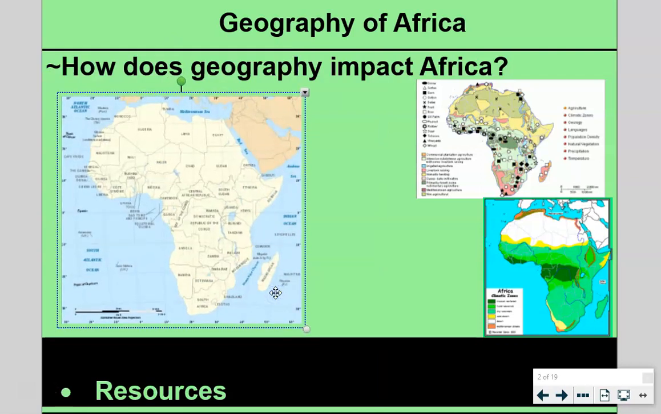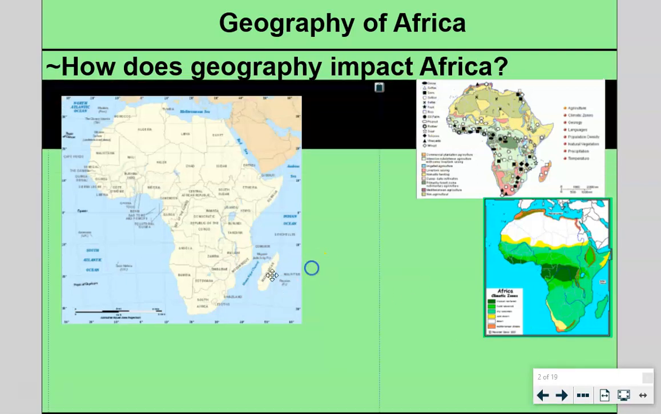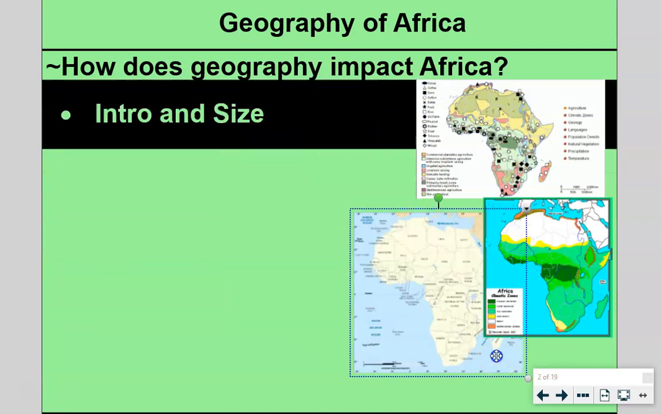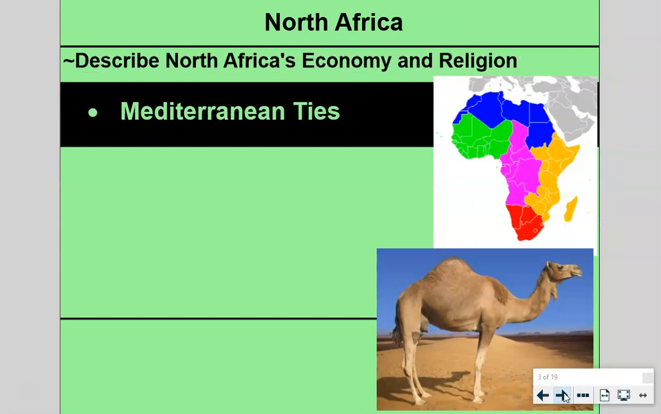So that's Africa Part 1. Kind of a quick little shorty here, just as we go over the big ideas for the geography of Africa. Hop over to Africa Part 2, where we're going to start to look at specific regions of Africa. The first one we're going to look at is North Africa. So hop over to Africa Part 2 so we can get that party started.